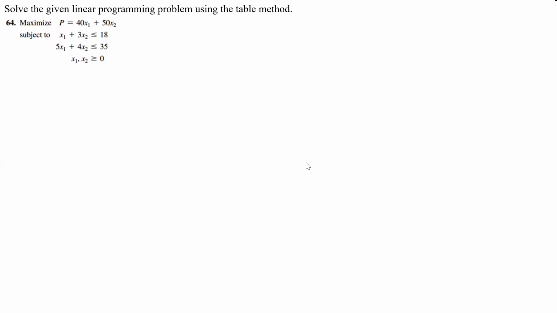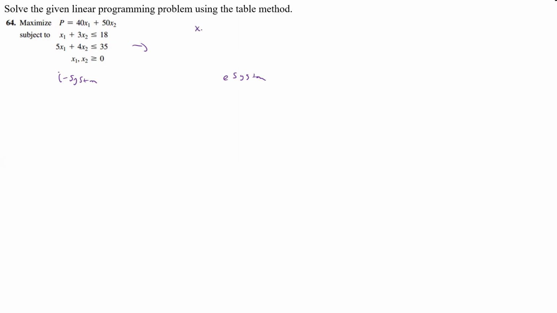All right, so here we're supposed to solve this linear programming problem again using the table method. So first things first, we have to convert this inequality method, the I system, to the E system. That means we're going to add slack variables. And this time we have two inequalities we have to convert.